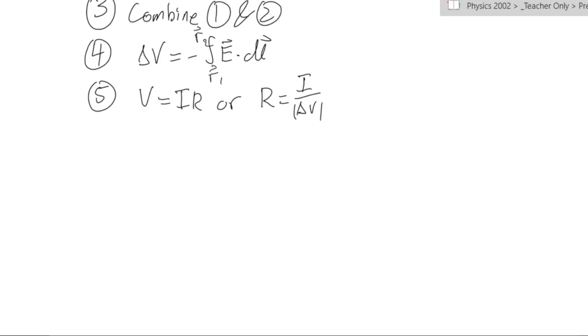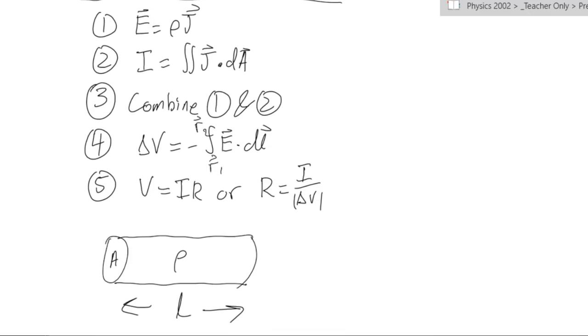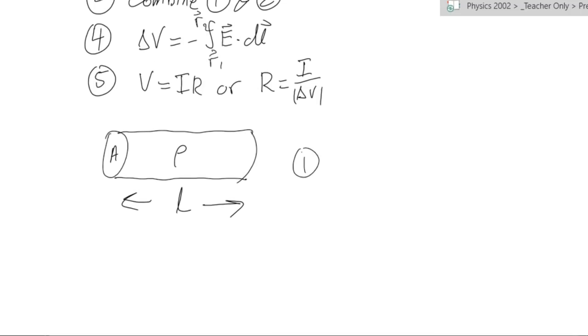So let's see how this works in practice. Imagine we have some resistor like this that has some resistivity of rho, some cross-sectional area of A, and some length, let's call this an L. Okay, so we have this physical resistor. We want to calculate what its resistance is.